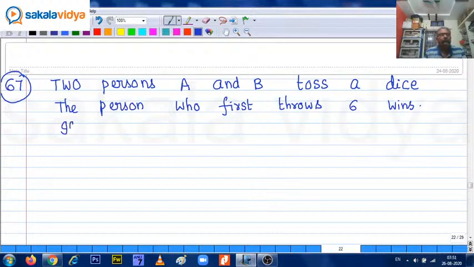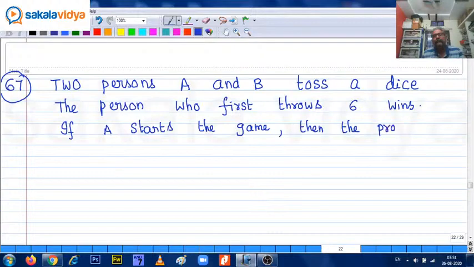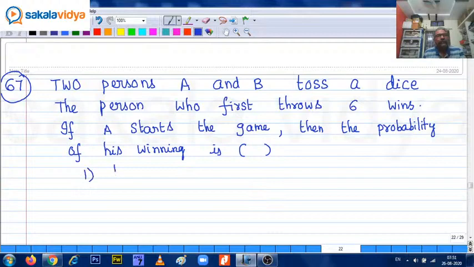If A starts the game, then the probability of A winning is: first option 1 upon 2, second option 5 upon 11, third option 6 upon 11, fourth option 10 upon 11.